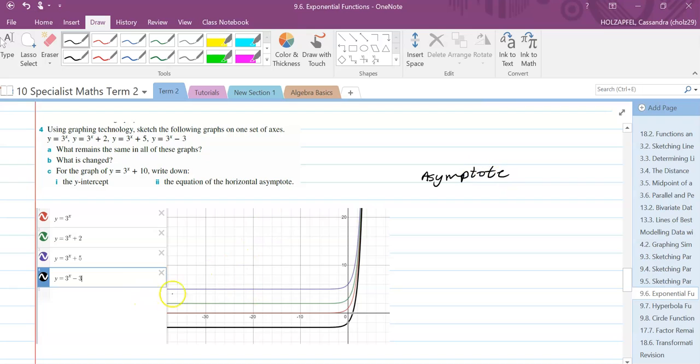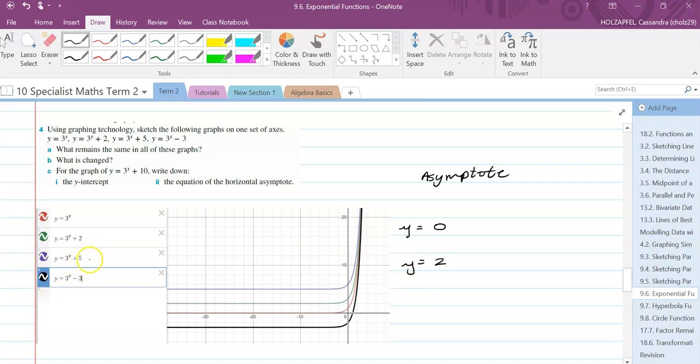So these four lines here are all our four asymptotes. Those have actually changed. For our red line, we've got y = 3^x, so our asymptote is going to be equal to 0 for our first line. For our second line, y = 3^x + 2, our asymptote is going to be at 2. Oh, sorry, I should write the full function. This is a horizontal line, and with horizontal lines, it's going to be y = 0. If it was a vertical asymptote, it would be x = 0. So we've got y = 2 for our second asymptote.